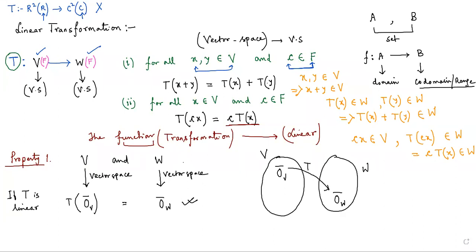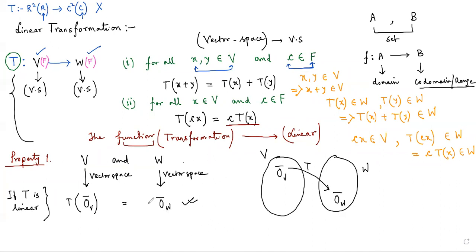Now, first of all, you need to know what is linear transformation. This is the definition. You just keep this definition in mind. And remember that if the transformation is linear, it transforms the zero vector of one vector space into the zero vector of another vector space. It can be easily proved. I'm not going into the proof of this because there are so many other problems which need to be discussed. This is a very trivial proof.